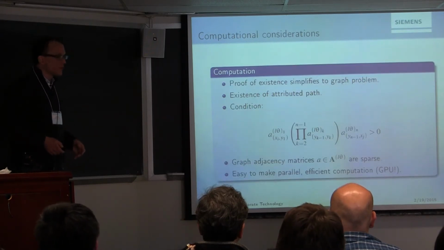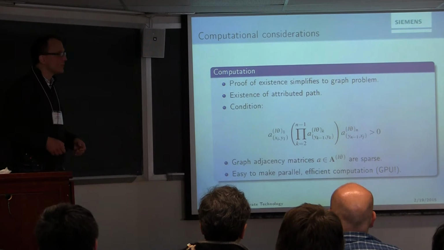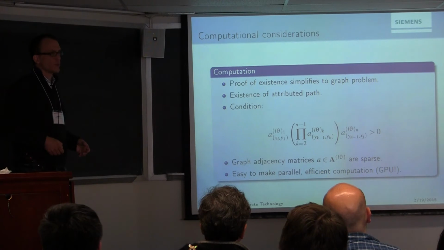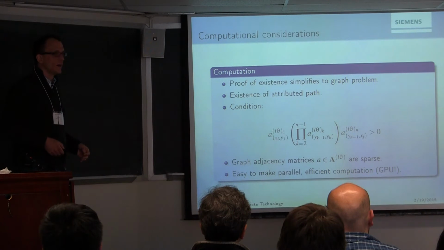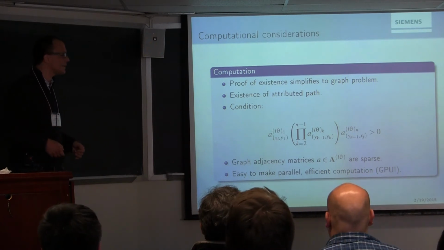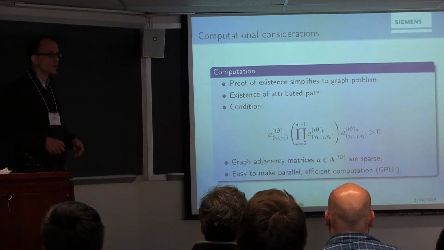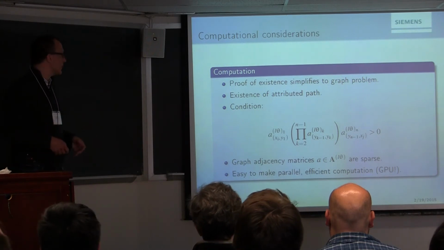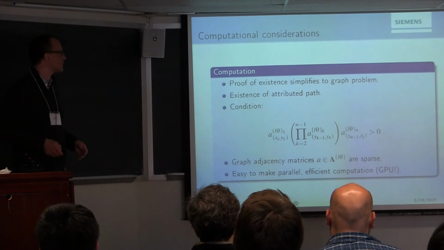So just briefly, how does it look computationally? It turns out that, given this discretization, it maps to a graph problem, which is always nice because we can handle graph problems. And it's just about proving the existence of attributed paths in a graph. Here you can see the condition. If this condition is fulfilled for particular nodes, then you have proven the existence. You have the graph adjacency matrices, which encode all the information that you get from the discretization. The adjacency matrices are very, very sparse. They are large, but they're sparse, so you can efficiently compute, and you can do all sorts of tricks.